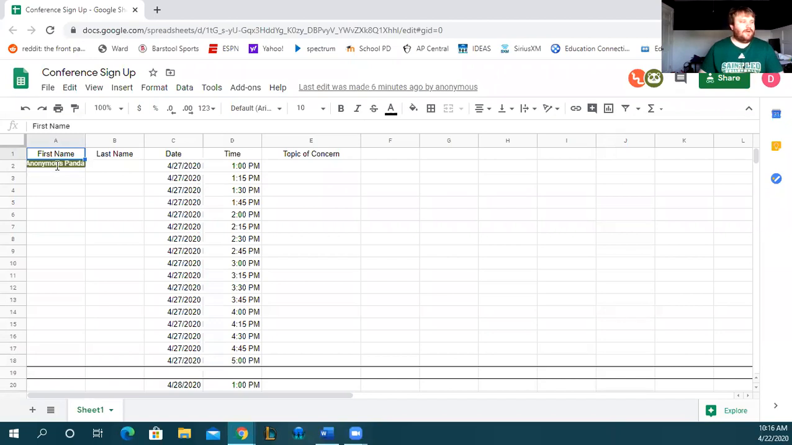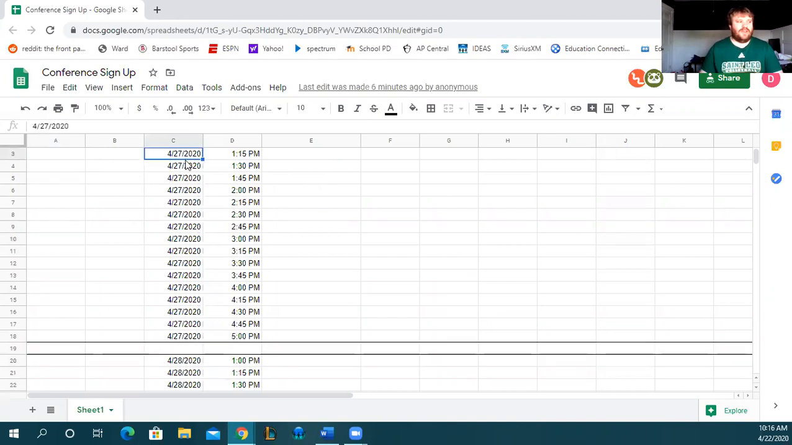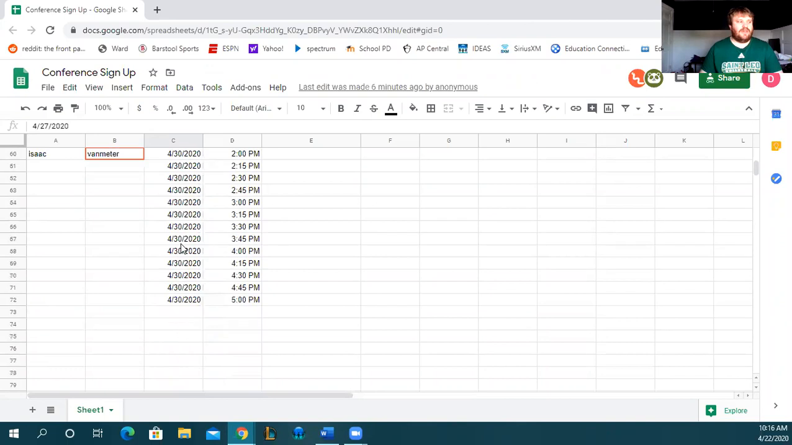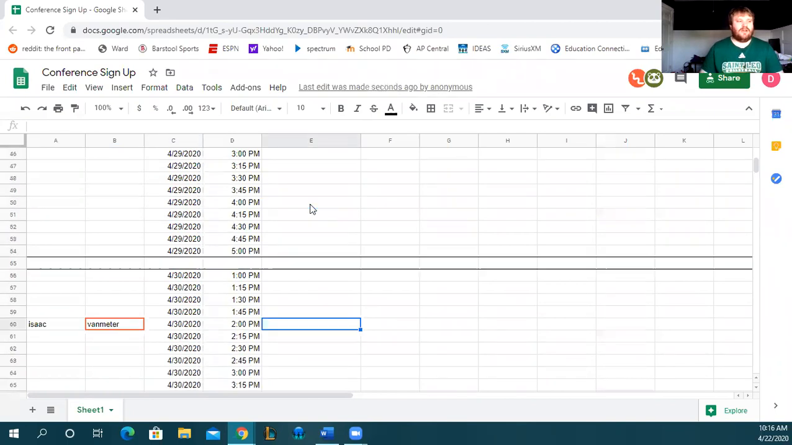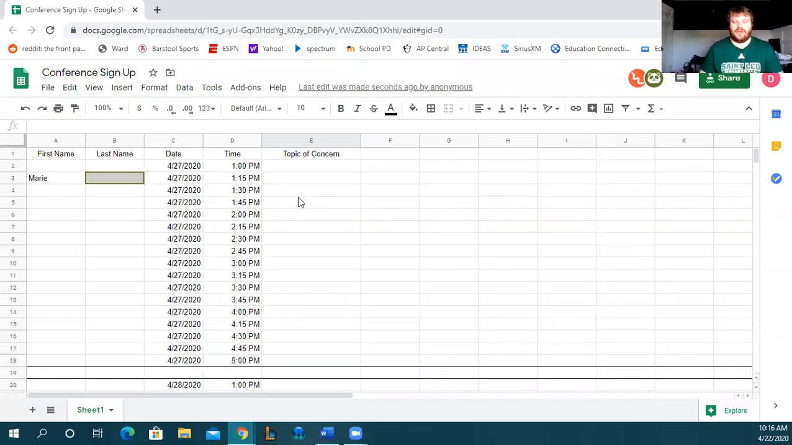Simply go on. You're going to put your first name, your last name, and what you want to talk about in your conference. I blocked out 15 minutes for everyone. No, that does not mean it will take us 15 minutes, but it does mean that chances are it's all spaced out enough that we'll all be okay here. So April 27th is here, 28th, 29th, and the 30th. Isaac has already claimed 2 o'clock on the 30th, right? So simply go in, put your name in, say what you want to talk about, and then you're good. You can close the document and you're fine.